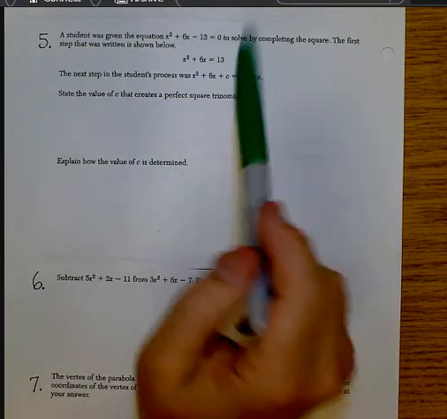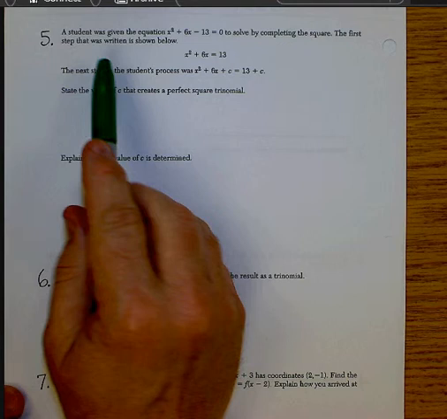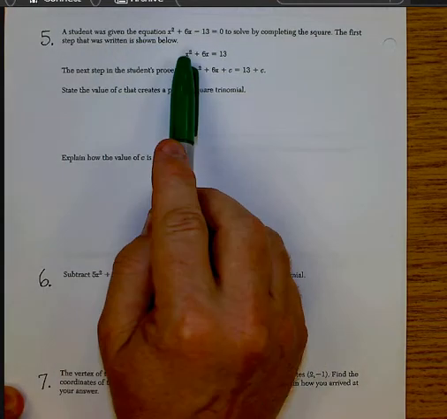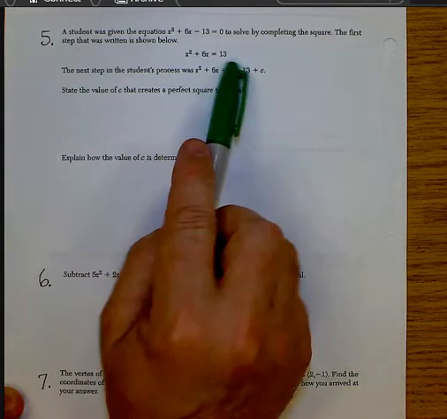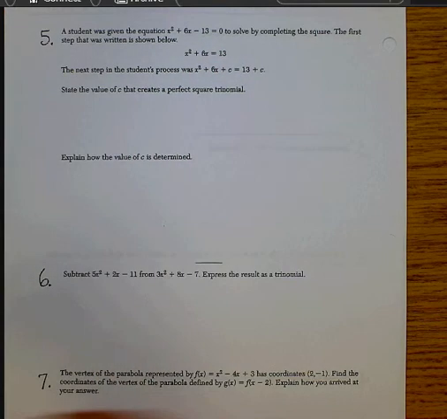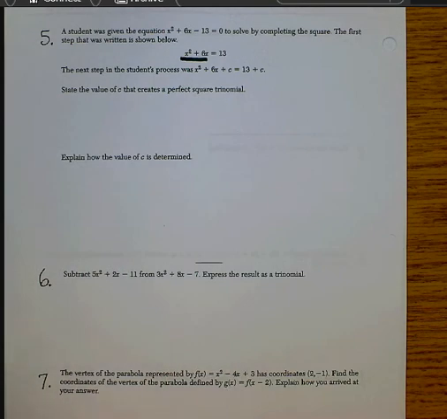a student was given the equation x squared plus 6x minus 13 and was asked to solve it by completing the square. The first step that was written out is shown below. So what happens between this step and this step is that the student simply added 13 to both sides, and that's the step that you guys should remember, because what are we trying to do? We're trying to isolate the x's. So we have it, okay?